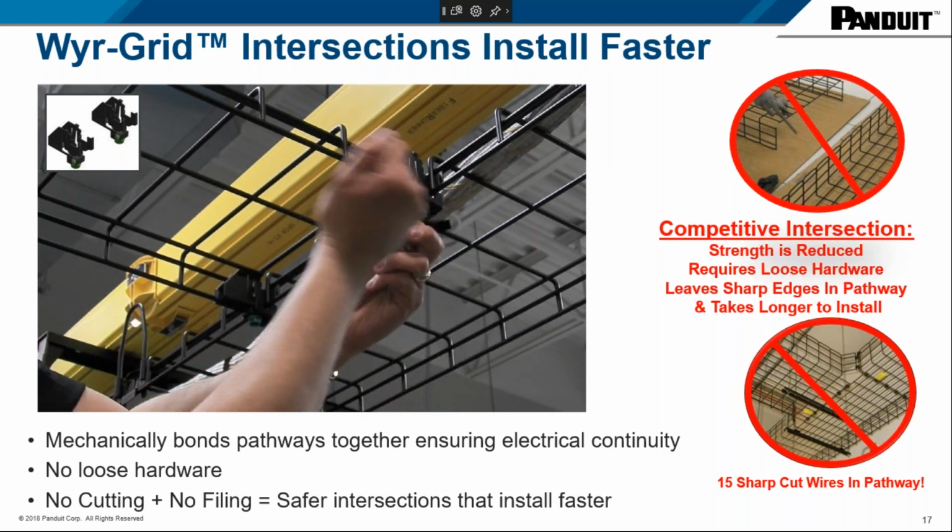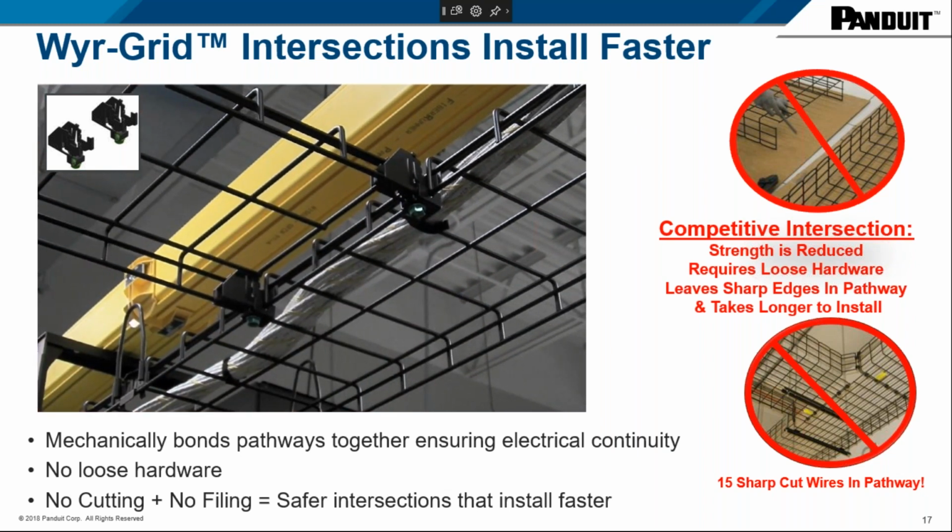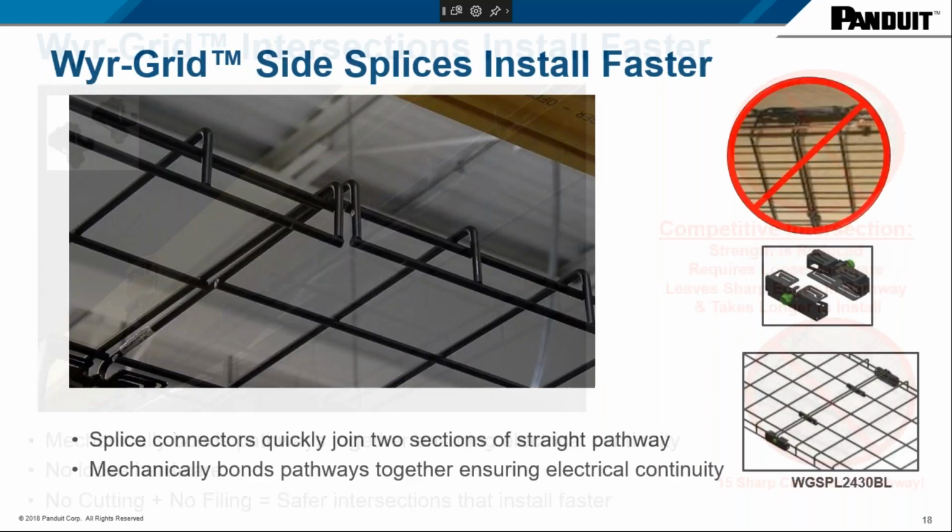That screw is actually scraping into the paint to make sure that we're electrically bonded. And again, the installer didn't have to muddle around with a lot of loose hardware. The hardware was there. They're just tightening down bolts, and they were able to get a 90-degree intersection in less than a minute. That goes to showcase how we're able to minimize a lot of that labor. There was no cutting involved, no loose hardware. So this is how we're able to get to that 50% labor savings.